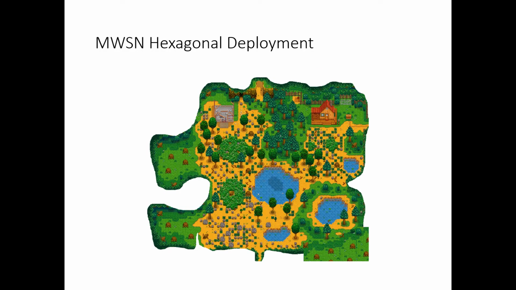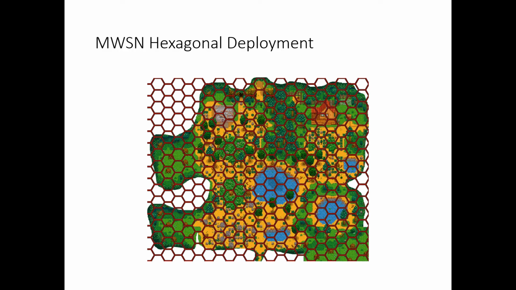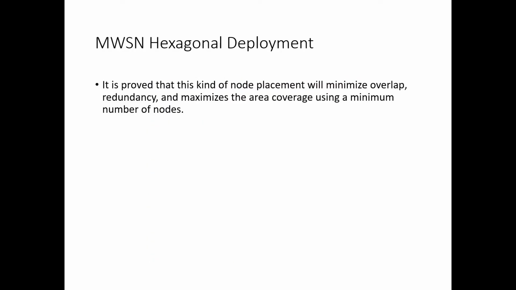An example here of our farm: the area will be tessellated as regular hexagons. It is proved that this kind of node placement will minimize overlap and redundancy, and maximize the coverage using the minimum number of nodes.